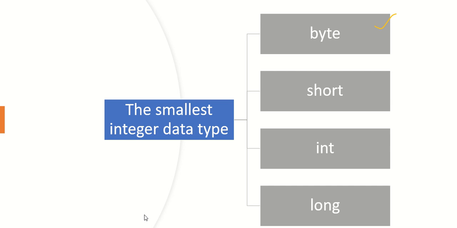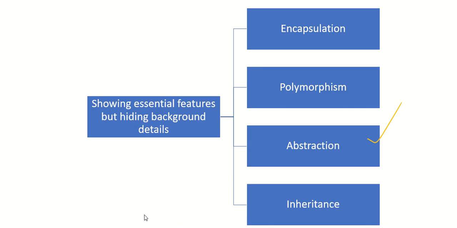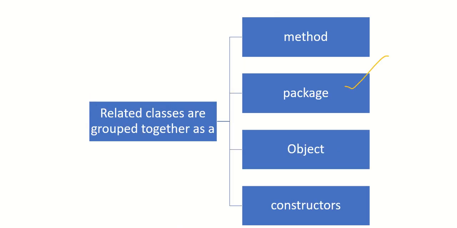Okay, not byte. The next one is showing the essential features but hiding the background detail is data abstraction. And then please do go through all the 4 principles. Any one question will be asked. And related classes are grouped together and they are called a package. Okay, a group of classes put together inside a package is called a package.